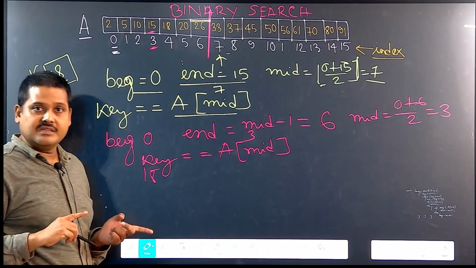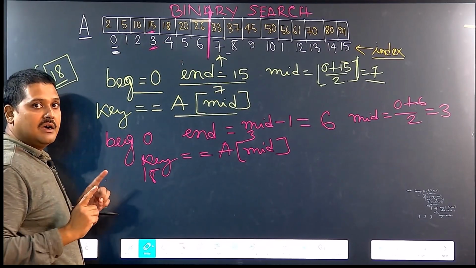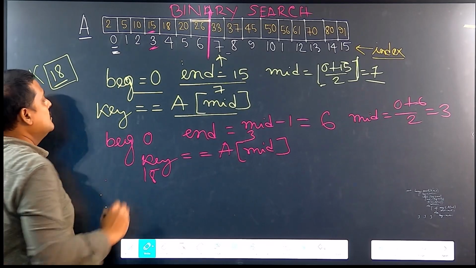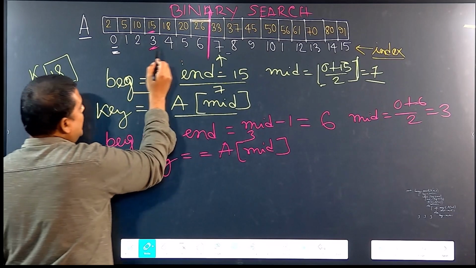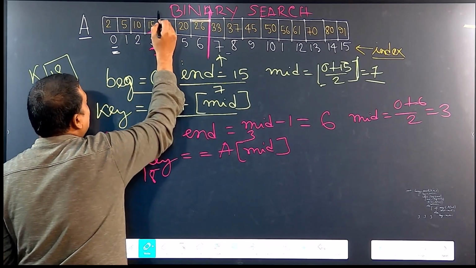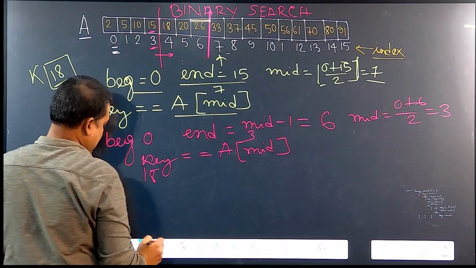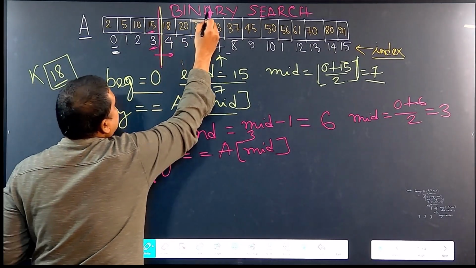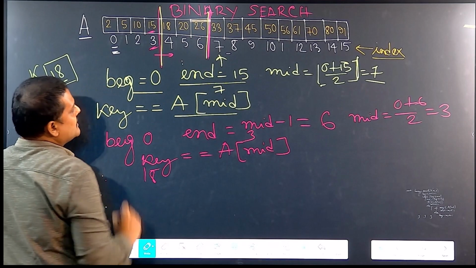15. So, 15 is lesser than my key element. So, it is not there. It must be on this side. So, my new list is now this one.